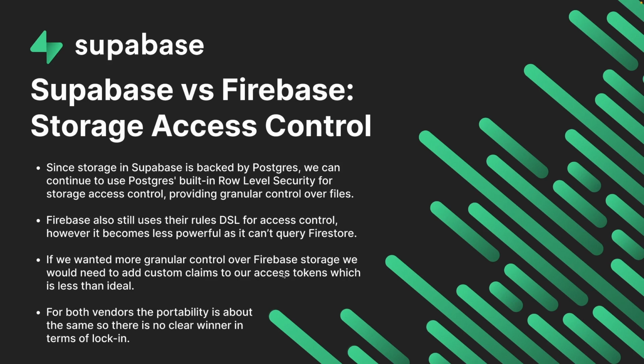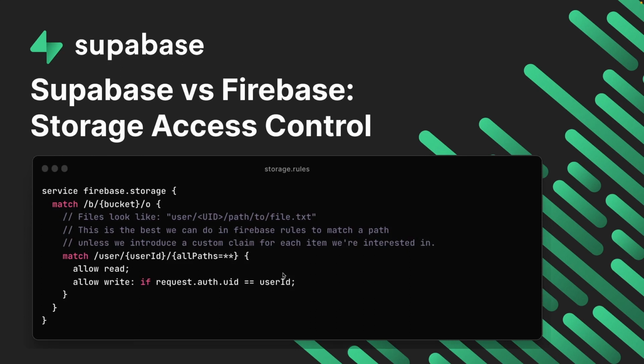For both, portability is about the same, so you don't really have to stress that much about vendor lock-in. I mean, after all, it's mostly blob storage. Let's have a look. So for our storage rules, we can do really basic things like allow users to read from a path that has their user ID or anything else that might be on their auth token.